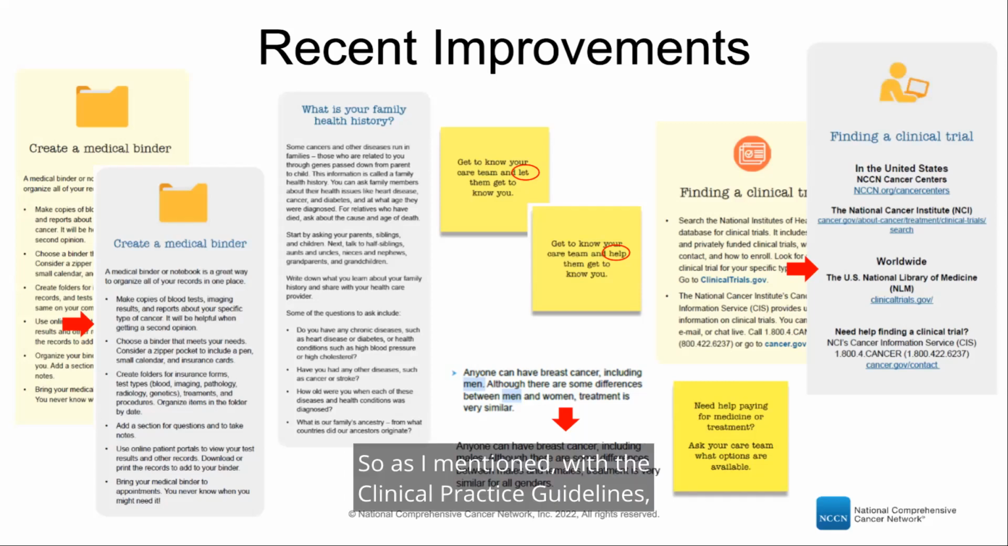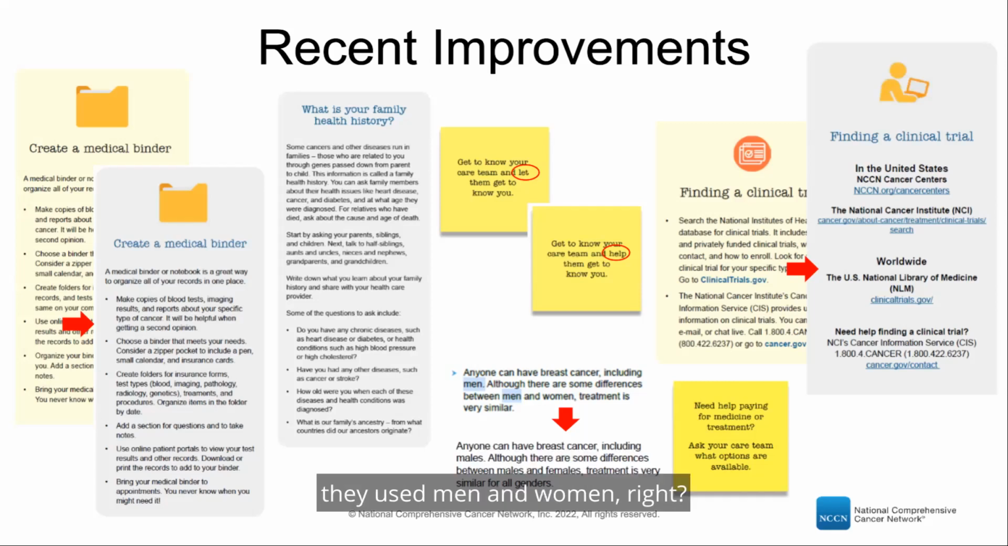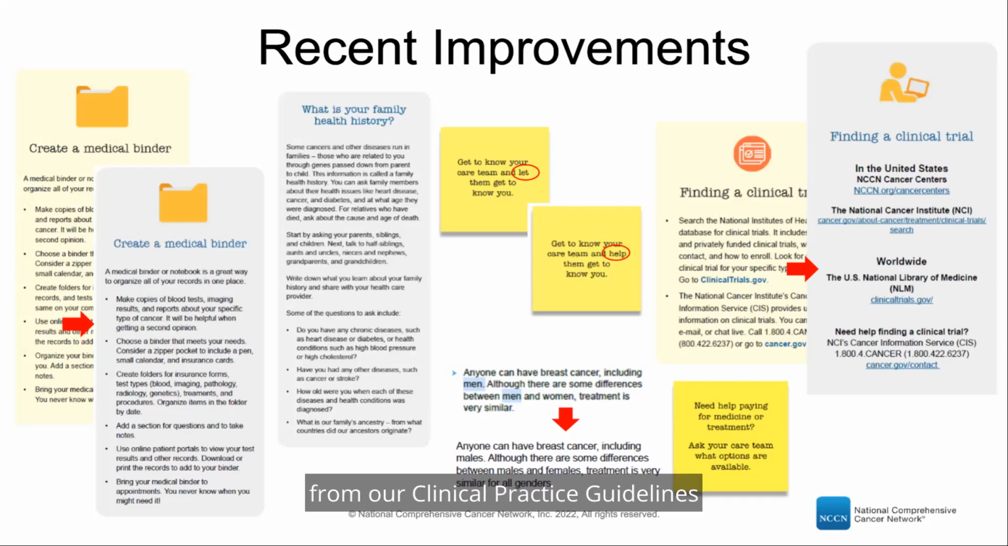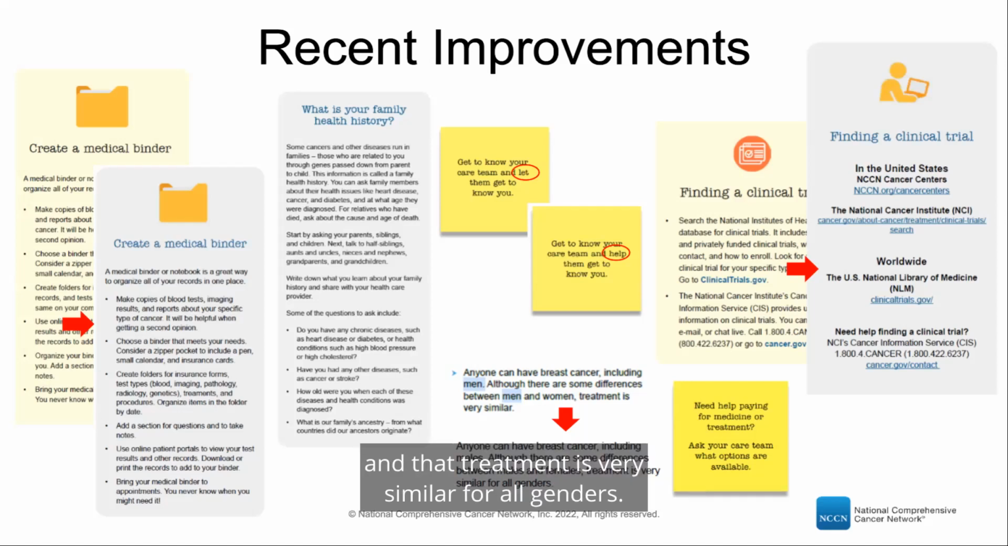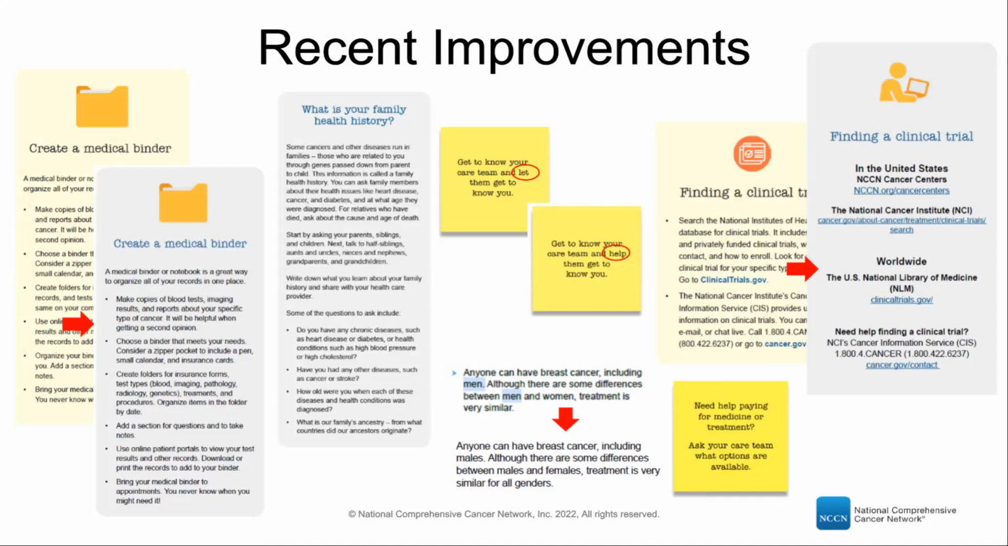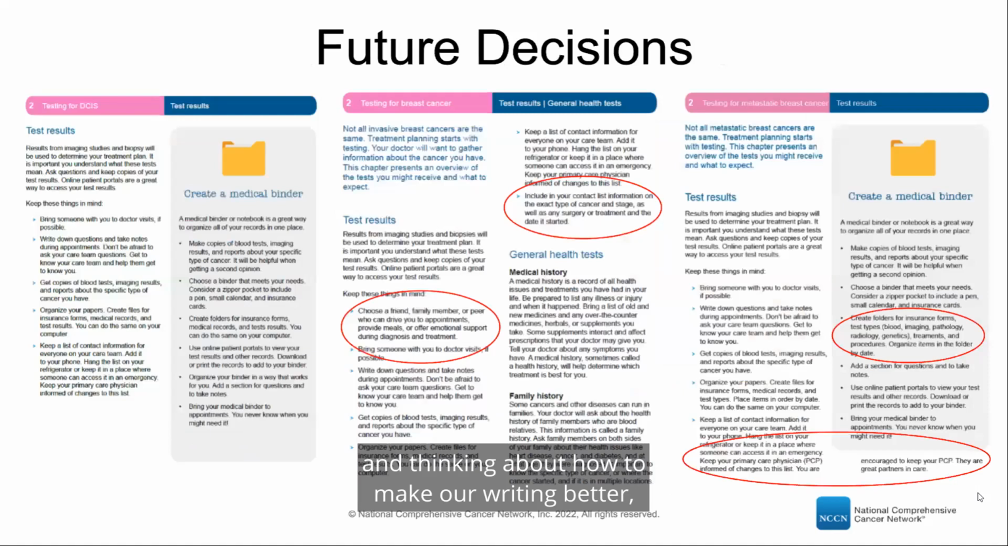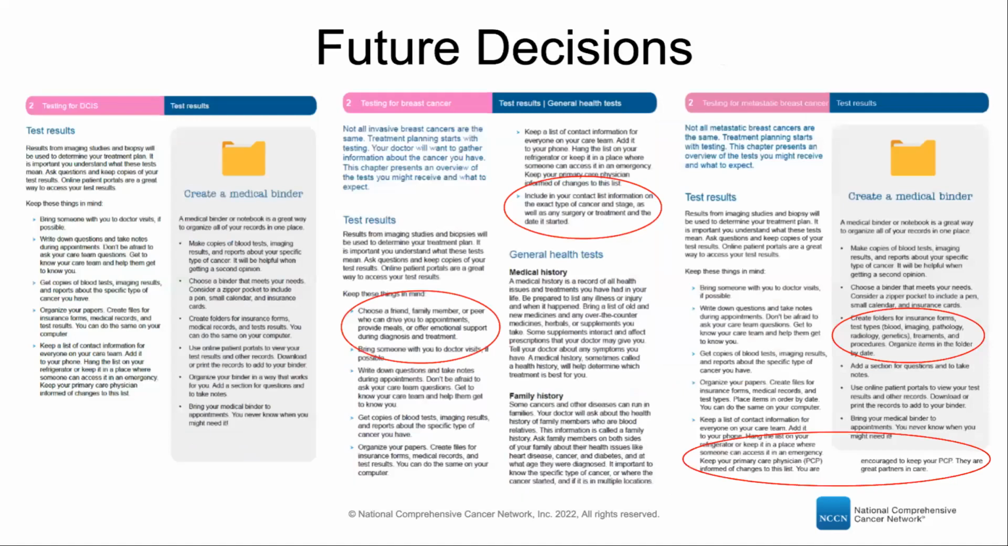And then there's an example about breast cancer, just a slight change. As I mentioned, the clinical practice guidelines used men and women, right? Anyone can have breast cancer, including men. There are some differences, but treatment is very similar. So we just went to using males and females because that's preferred now from our clinical practice guidelines, and treatment is very similar for all genders. So we're constantly making improvements and thinking about how to make our writing better, how to use better words.